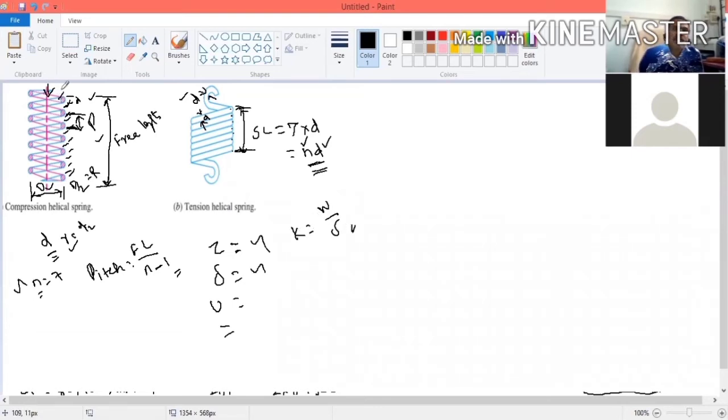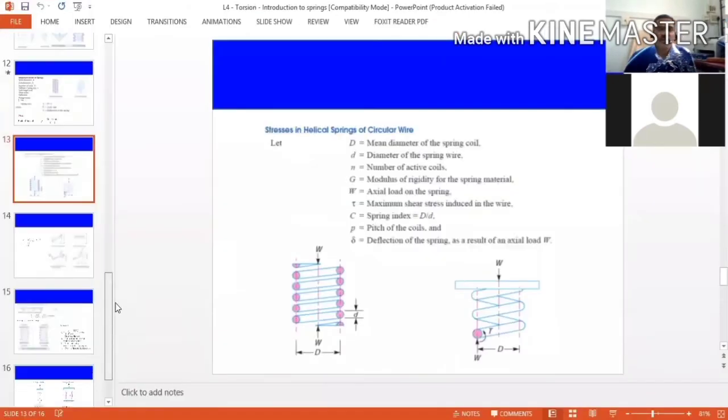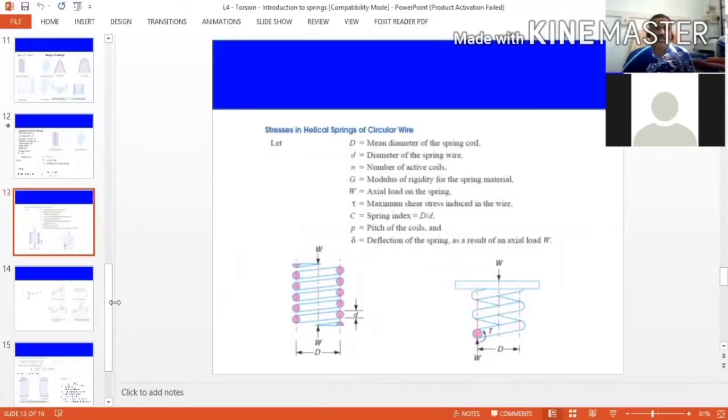When some load is applied, the deflection is say delta. Then what is the stiffness? K is equal to W by delta. So these are all the important data: wire diameter, coil diameter, number of coils, free length, solid length, shear stress, deflection, strain energy stored, and pitch. These are all the important parameters. Now we are going to derive a small derivation.